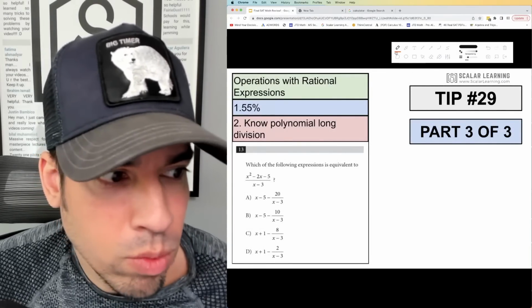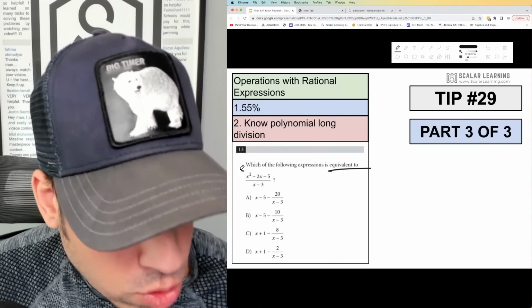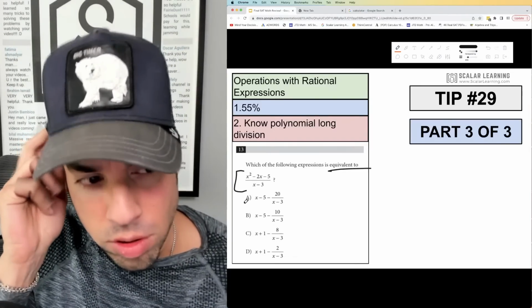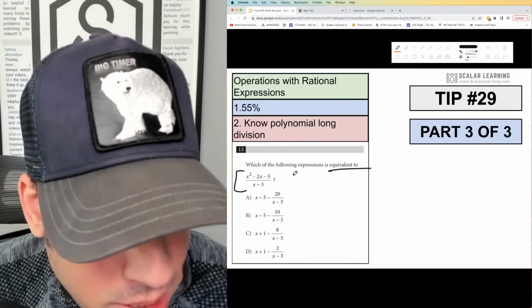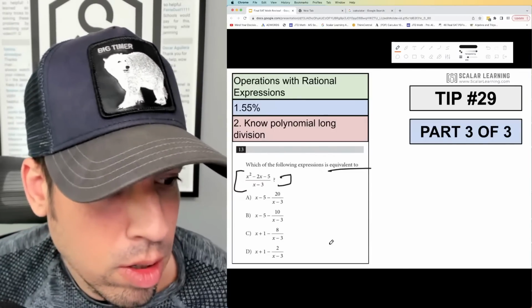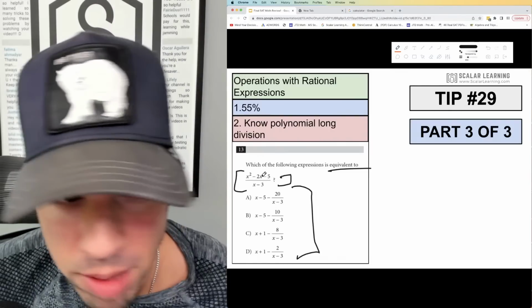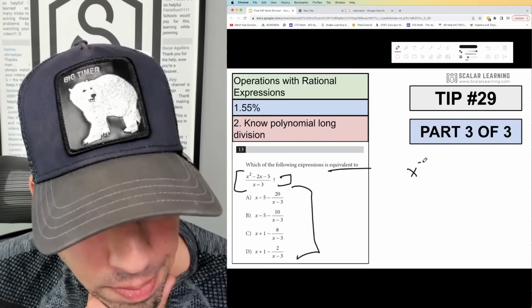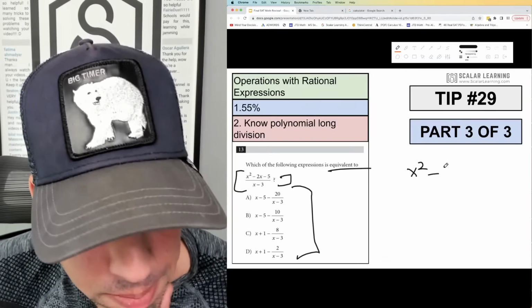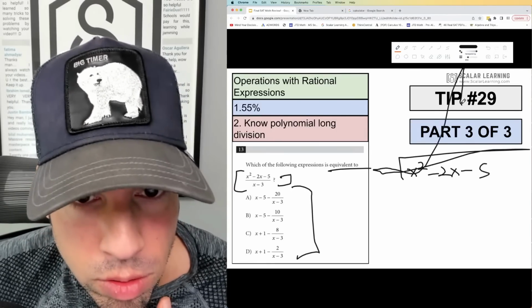All right, operating with rational expressions, which of the following is equivalent to this. So it's nice if you know a little polynomial long division because that's what they're really getting at here. How do I know which one is equivalent to this? By the way, I can do a plug and chug. I can plug in 5 and see which one of these gives you the same value. But watch this. That is division, right? And I'm going to show you how this works.